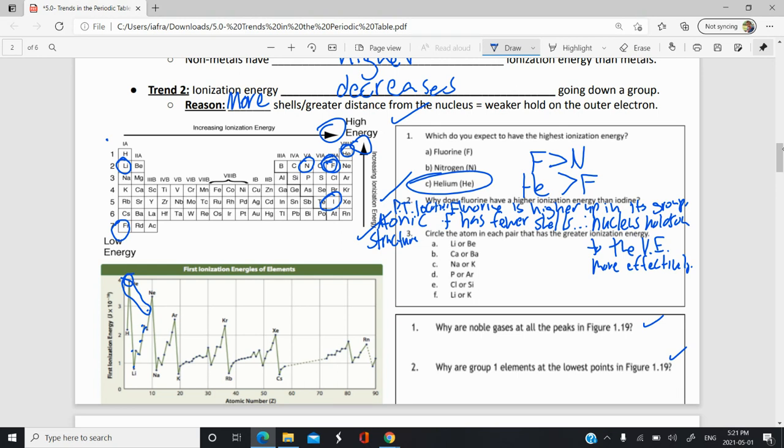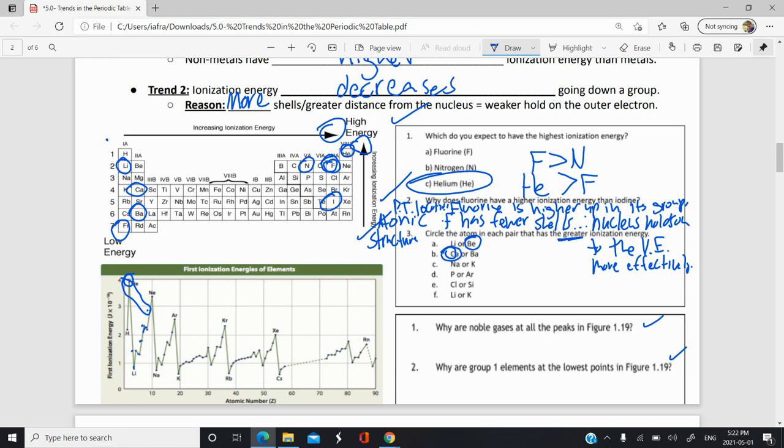So let's take a look. Which one in each pair would have the greater ionization energy? So greater means larger. So between lithium and beryllium, beryllium, because it's more towards the right, and it has therefore a greater effective nuclear charge holding that electron, so you need more energy to rip it away. Calcium or barium. So here's calcium, here's barium. Greater would be calcium, because calcium's higher to the top. Barium's lower on the group.